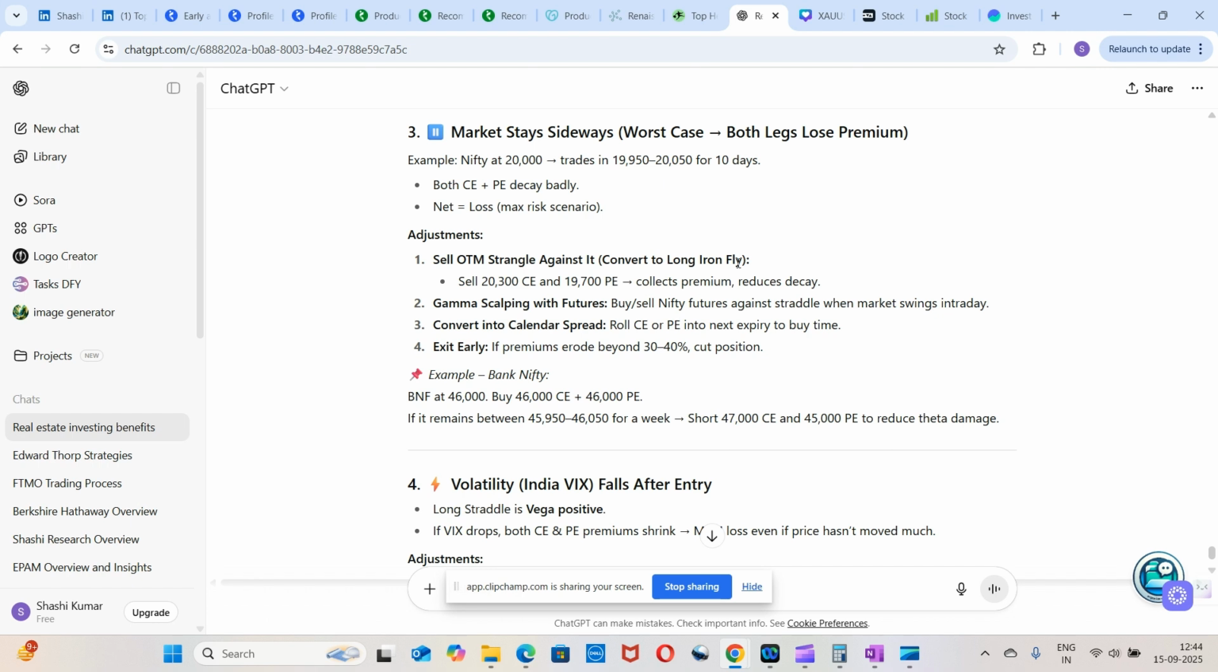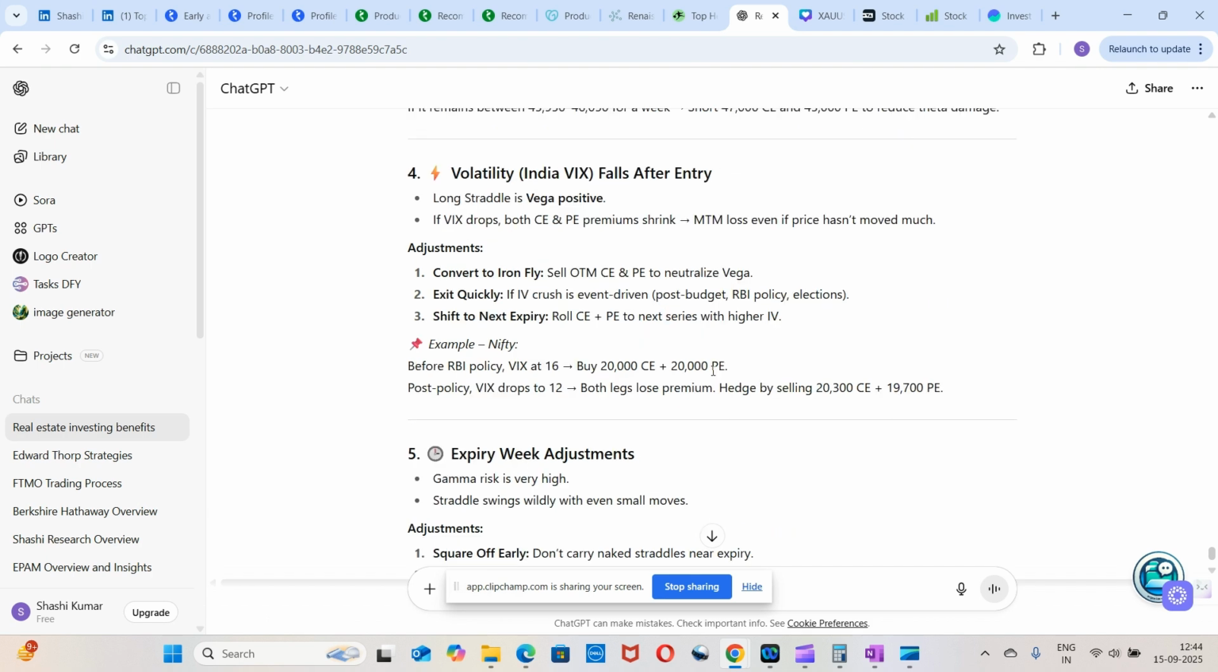If you want to do some adjustments, then you can sell an OTM strangle and convert it into a long iron fly, or you can convert it into a calendar spread, and you can do scalping to cover the losses. Then, volatility: VIX falls after entry.